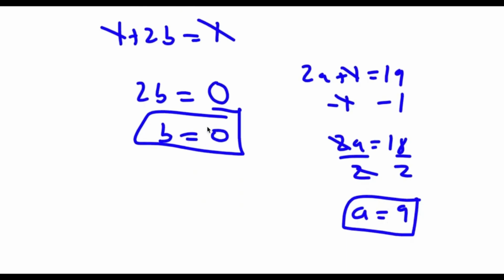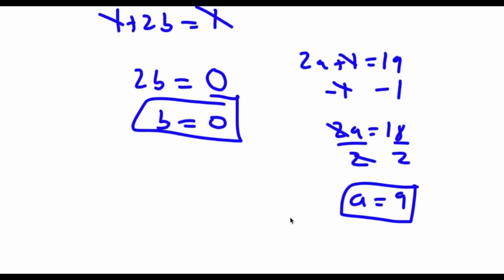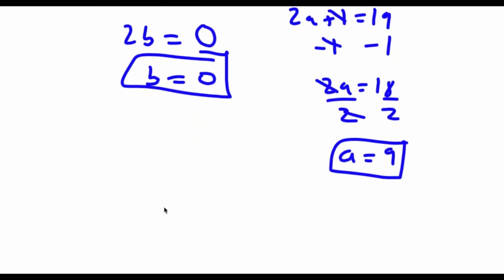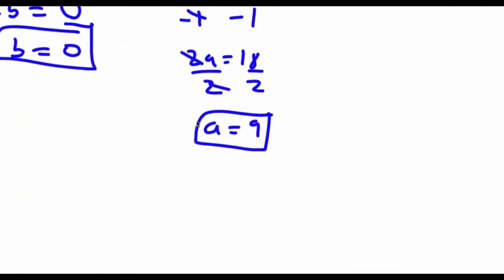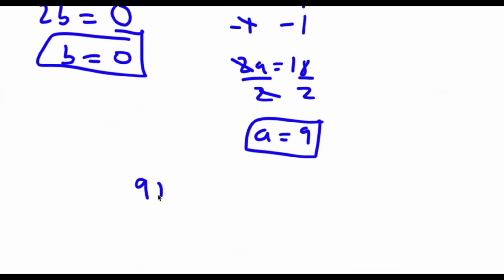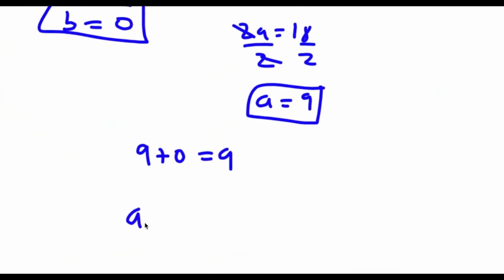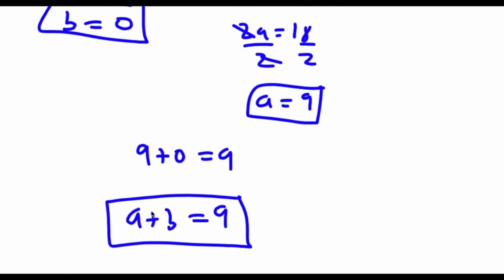So the value of b is 0 and the value of a is 9. So now we need to find the value of a plus b. Well, if we know that b is 0 and a is 9, well, 9 plus 0, that's simply equal to 9, meaning a plus b is equal to 9. So this is my answer.